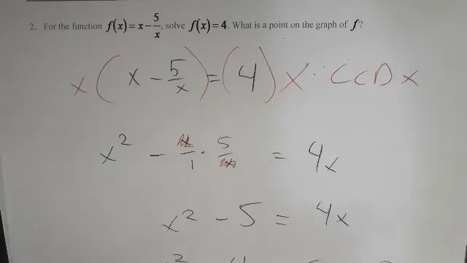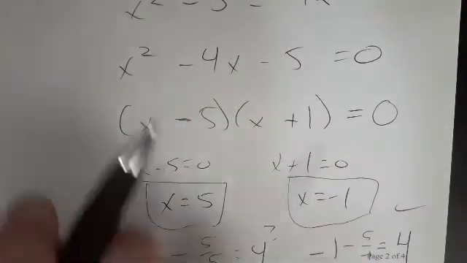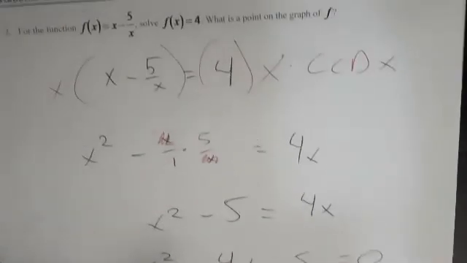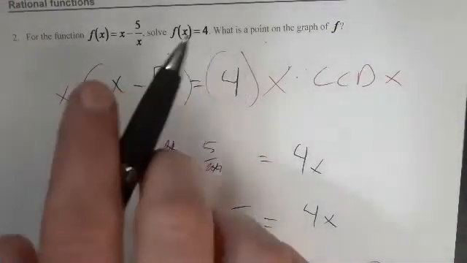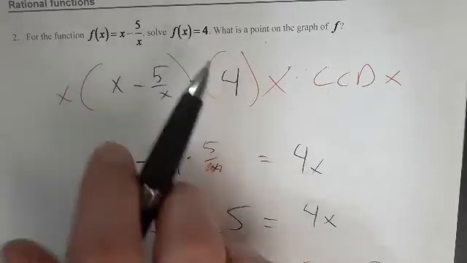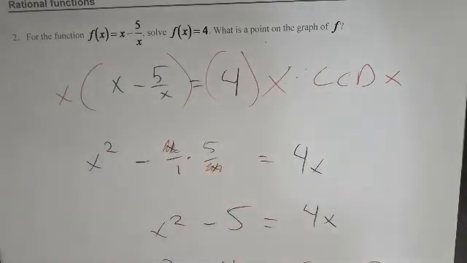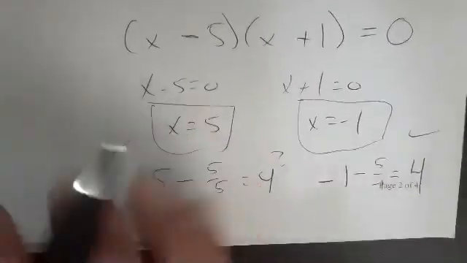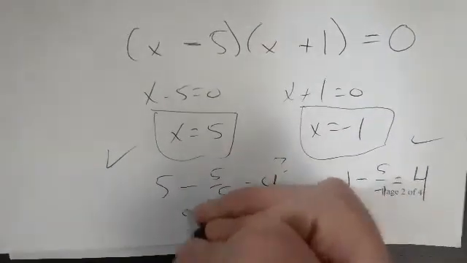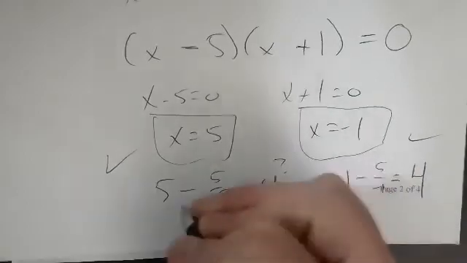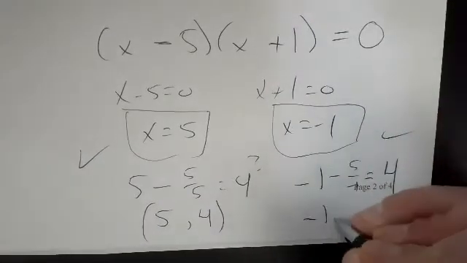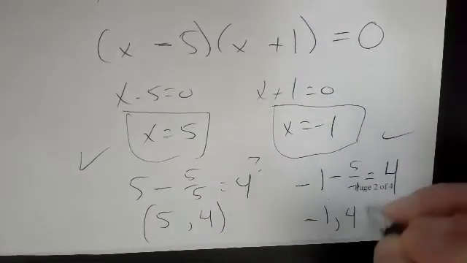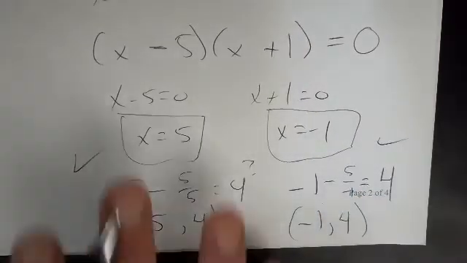Okay. And what is the point on the graph of f? So if my x is 5, what is my y here? And the y is the thing that they are giving you in the problem. So f of x is my y quantity, which is 4. So I have 2 points. One of them looks like where my x is 5 and my y is 4. The other one looks like where x is minus 1, y is 4.